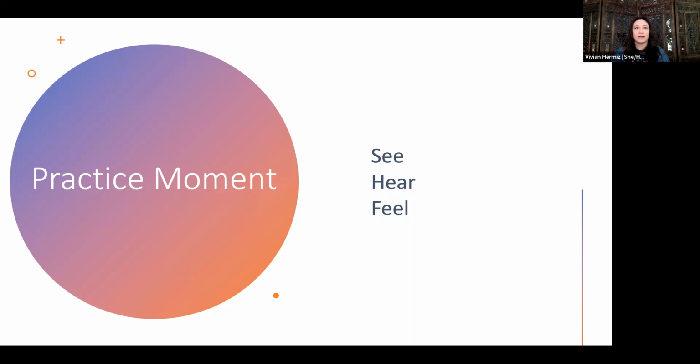So you can start now by opening up your awareness fully, and as things come up, label them. Is it see? Is it hear? Is it feel? If it's a combination of one, two, or all three, labeling it that way. If it had all three, it would be see, hear, feel.